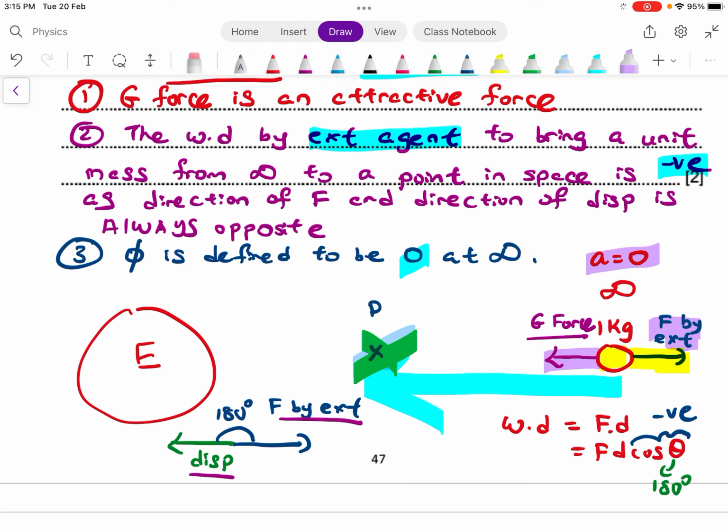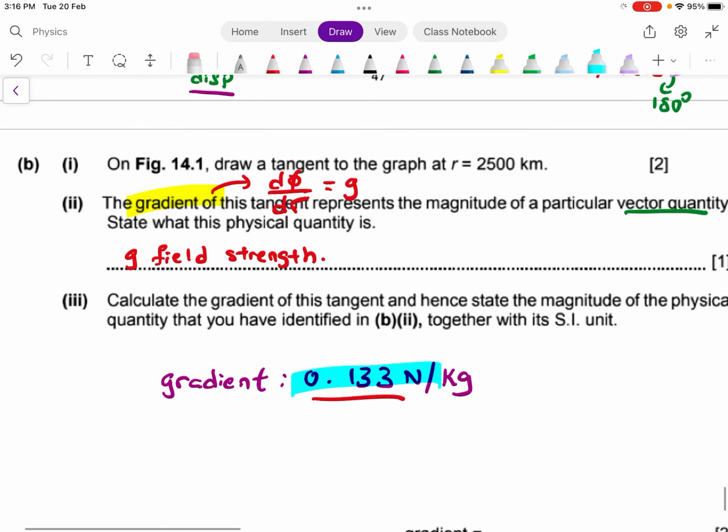The work done formula is force times distance, and the full formula is F d cosine theta. What is the theta? The theta is the angle between the force by external agent and the displacement. And of course you can see it's 180 degrees. So if you substitute cosine 180, you should be able to get a negative value.